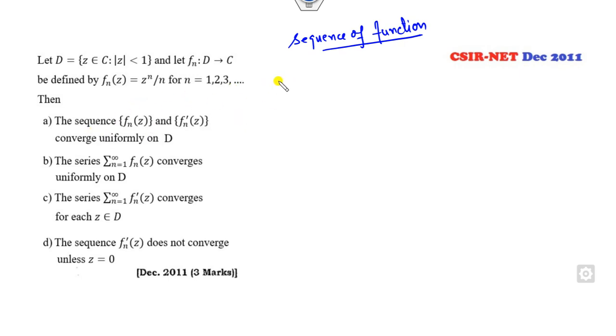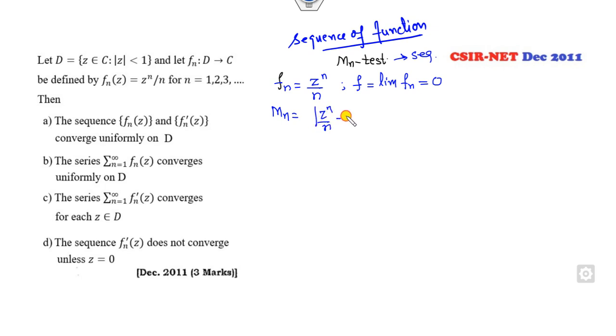Firstly, for the sequence you always apply the Mn test. So what is the Fn? Fn is z raised to power n over n. Firstly, what is the limit of f as n approaches infinity? This is 0. So we can apply the Mn test. It comes to be z^n over n minus 0. Over this domain, it is less than 1 by n. It goes to 0. So therefore, this sequence is uniform convergent.